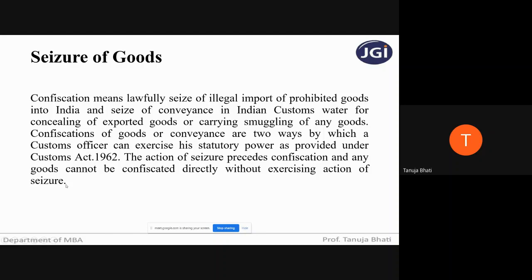Seizure, as I already told you, is nothing but taking away the goods. It simply means taking possession of assets which have not been disclosed. Suppose a particular importer is not disclosing the goods, the customs authorities have the right to take possession of that particular asset, and followed by that the confiscation happens. As I told you, confiscation is taking away of the goods by giving a punishment. So taking it away as a punishment.